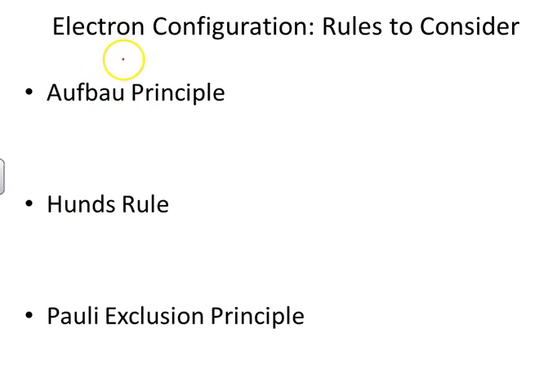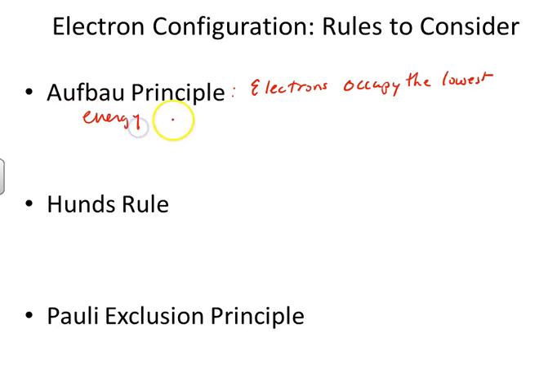There are certain rules that we have to consider before we actually try to arrange electrons according to the Schrödinger model. And those are the Aufbau principle, Hund's rule, and the Pauli exclusion principle. The Aufbau principle states that electrons occupy the lowest energy position available in an atom. So we're always going to start with the lowest energy, and we're going to build our atom by adding electrons to higher and higher energy values.